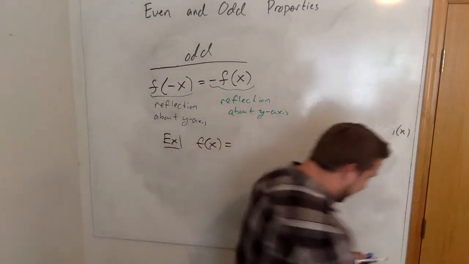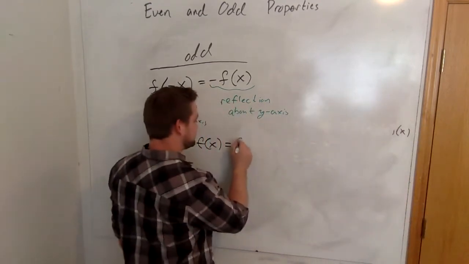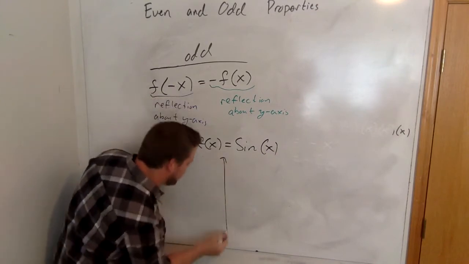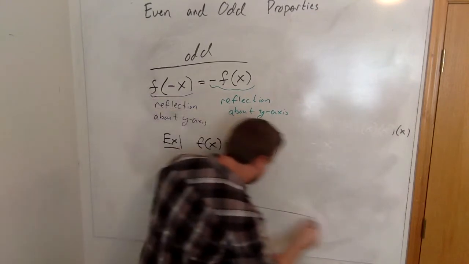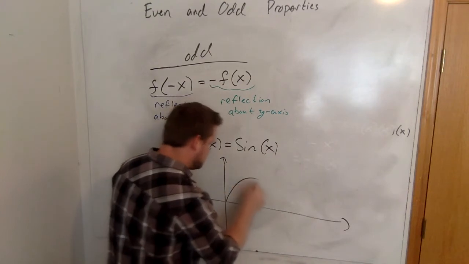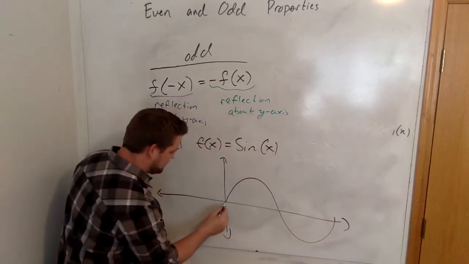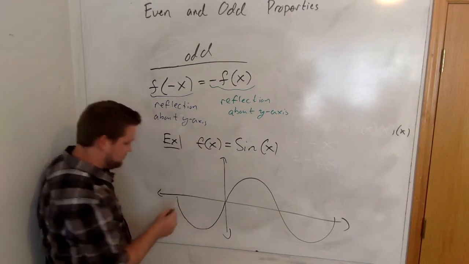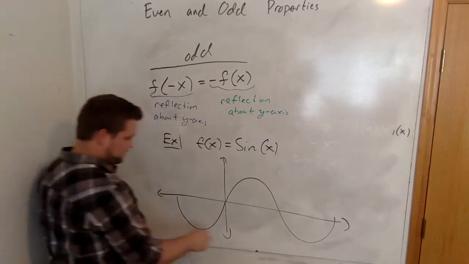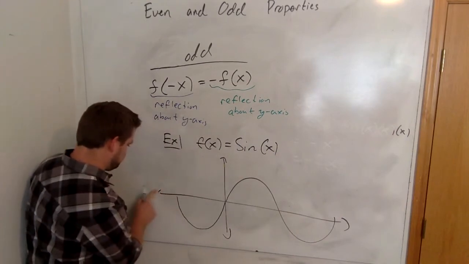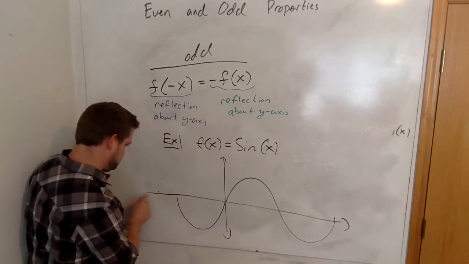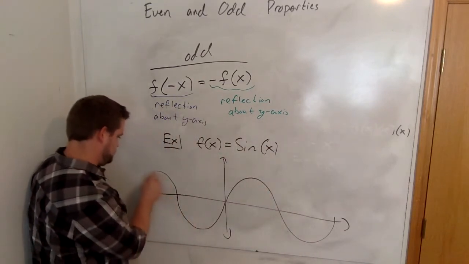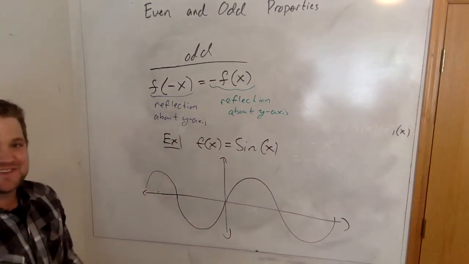Sine. Sine is odd. Okay. Let's draw sine. Just a loose sketch. Remember sine. Okay, here's a rough picture of sine.